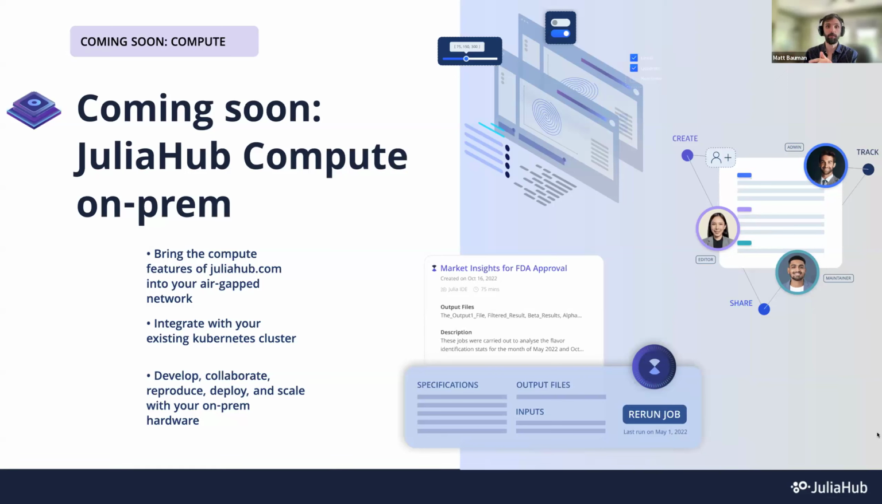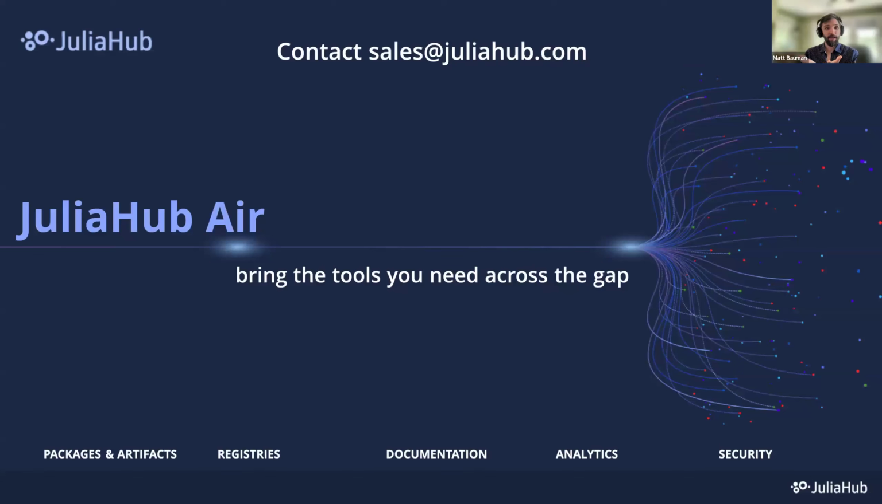So that way you don't need to create ad hoc multi-machine things. You can lean on the existing Kubernetes cluster that your infrastructure already supports. So that is JuliaHub Air.